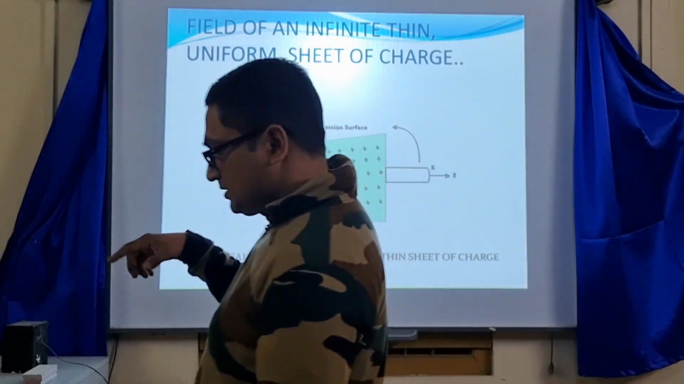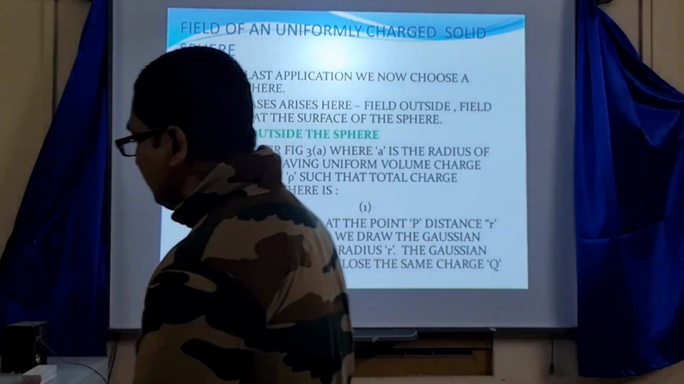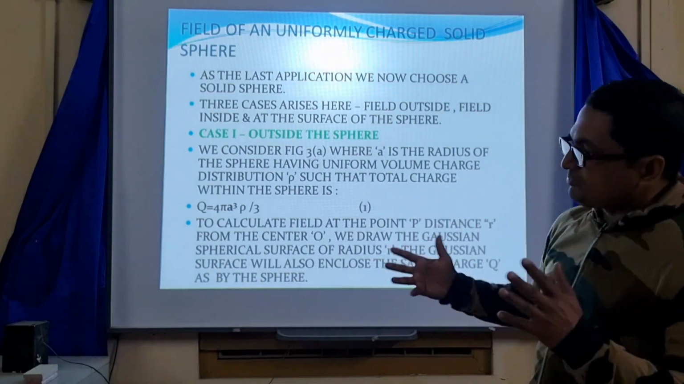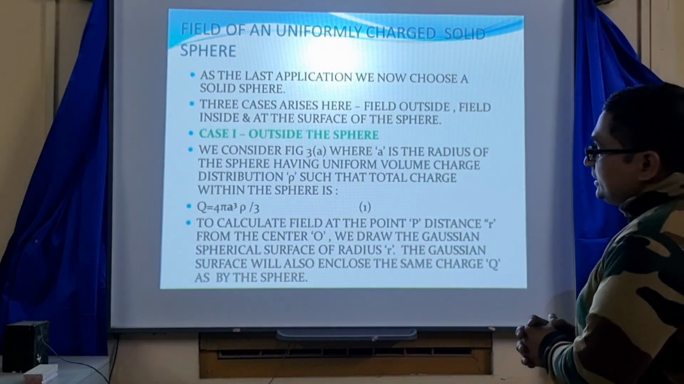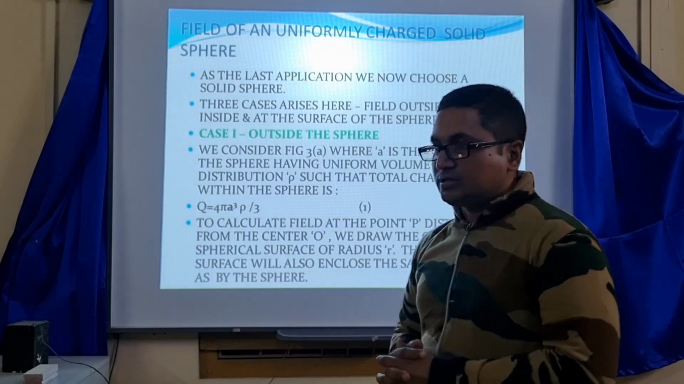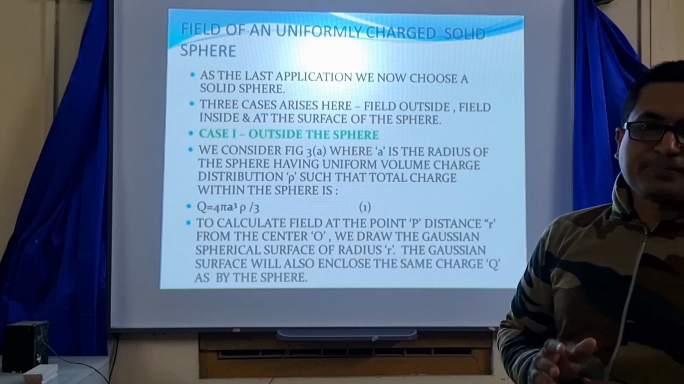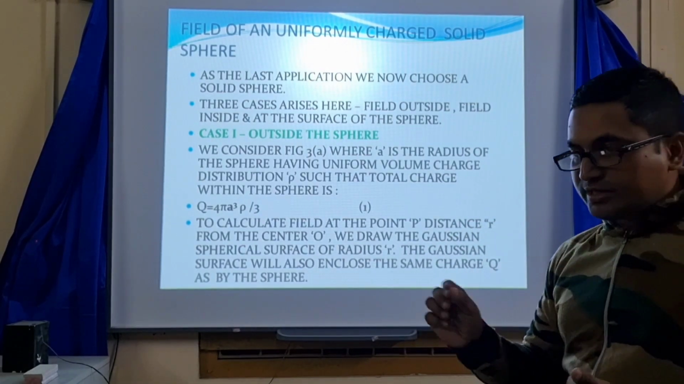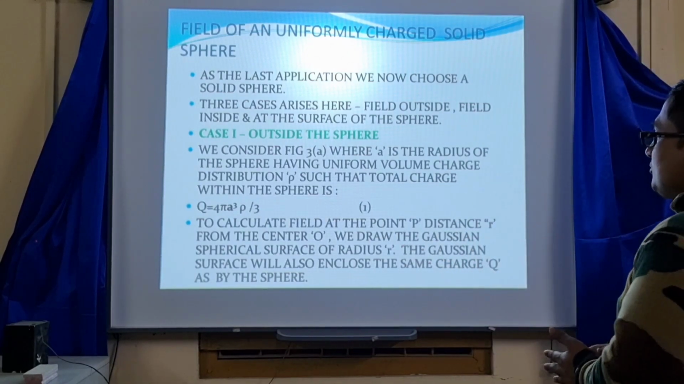So in the earlier case, the situation was opposite: the end faces have no contribution, while the curved surface has a contribution. So let's go for the final application of Gauss's law, the uniformly charged solid sphere. This uniformly charged solid sphere is simply an example of spherical symmetry, just as discussed in the case of Gaussian surfaces.